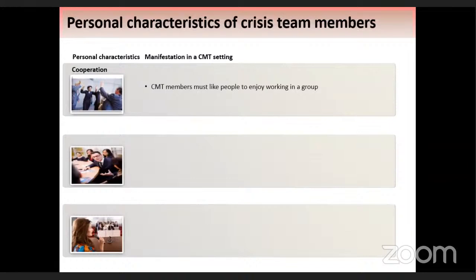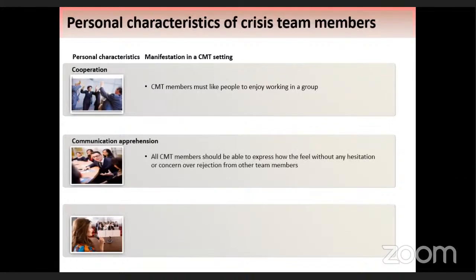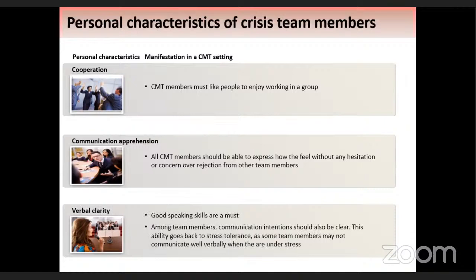Then cooperation. Every member must like people and enjoy working in a group. There must be teamwork in the group. There must be cooperation. Communication apprehension. All CMT members should be able to express how they feel without any hesitation or concern over rejection from team members. Everybody must be able to express and hear their view.